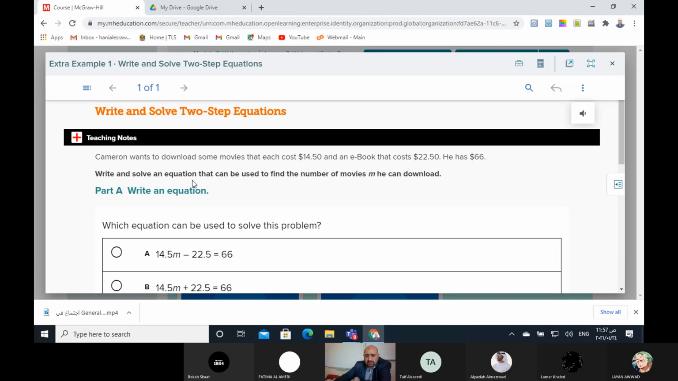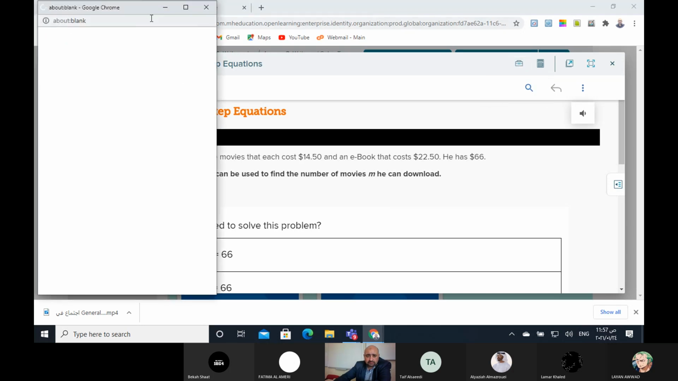Write and solve an equation that can be used to find the number of movies, m. I don't know the number of movies, so I use the variable m. How many can he download? You have 2 minutes. Try to write the equation and tell me your answer, please.